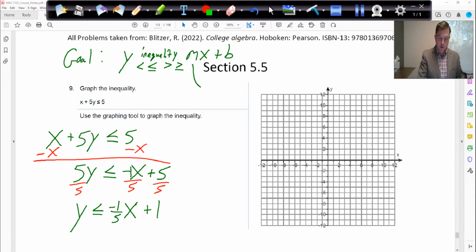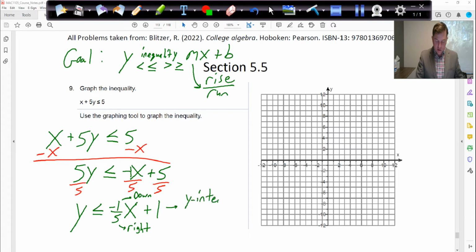So the slope, the number in front of x, is always the rise over run. So this tells us rise, up or down. This would be 1 unit down, and this would be 5 to the right. So run is left or right, positive is right, negative is left. The top number is rise, up or down, so positive is up, negative is down. Okay, and then this is our y-intercept. So we start at positive 1.